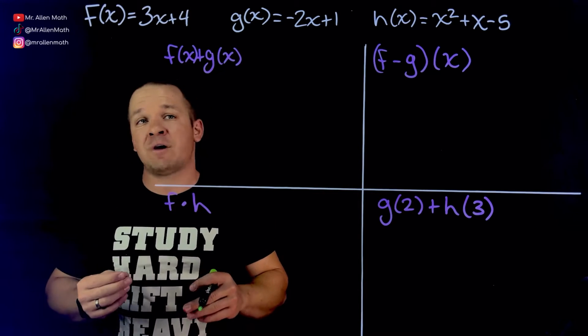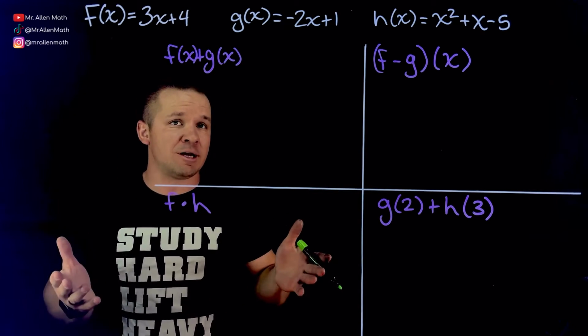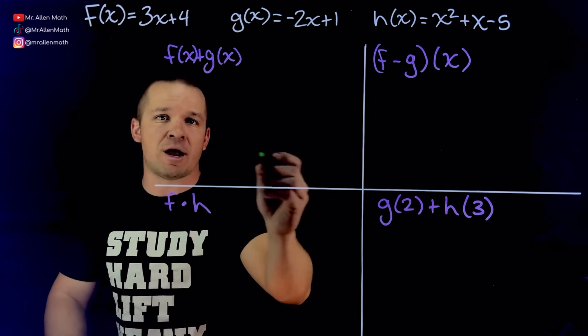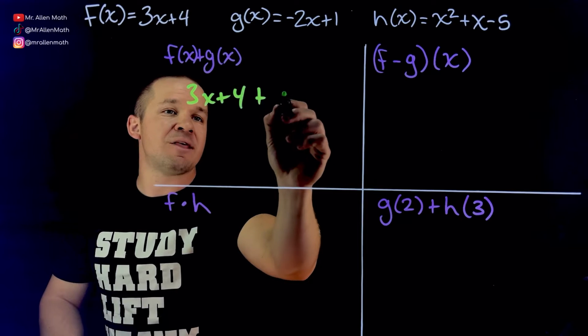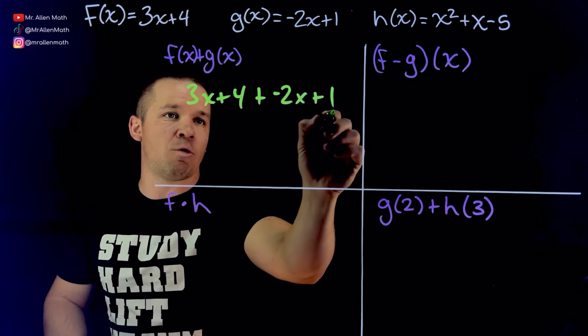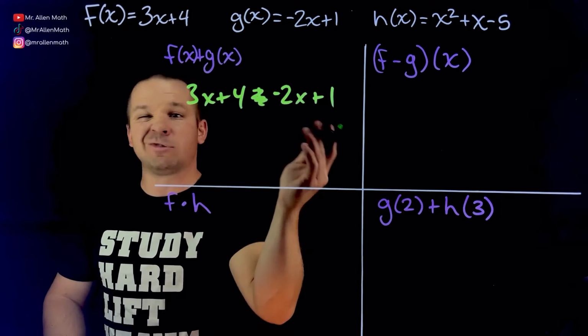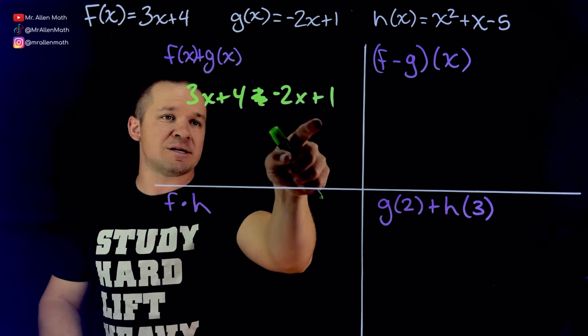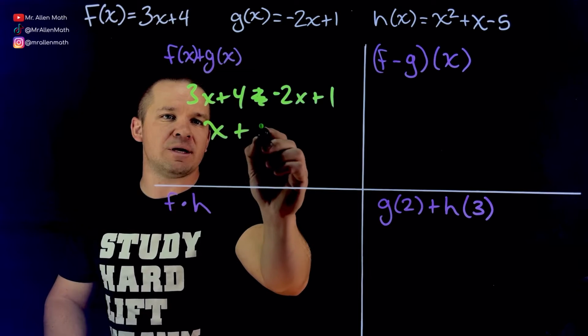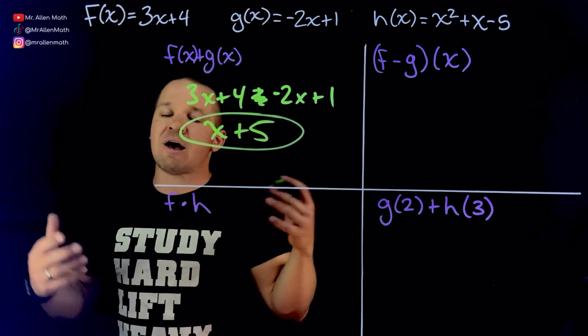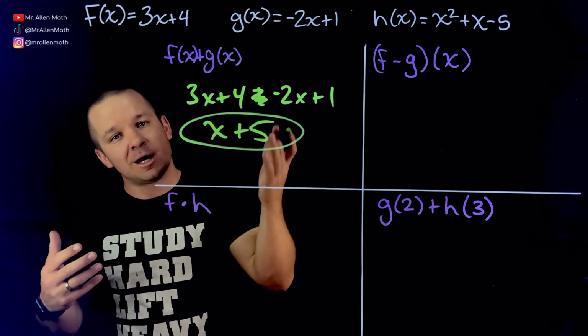First one here, we have f of x plus g of x. So all I need to do is add these two together. I'll write it up. We would have 3x plus 4 plus negative 2x plus 1. So really you can just think about that as subtraction there, right? So 3x and negative 2x is going to give me just x. 4 plus 1 is going to give me 5. And there we go. F of x plus g of x is x plus 5.